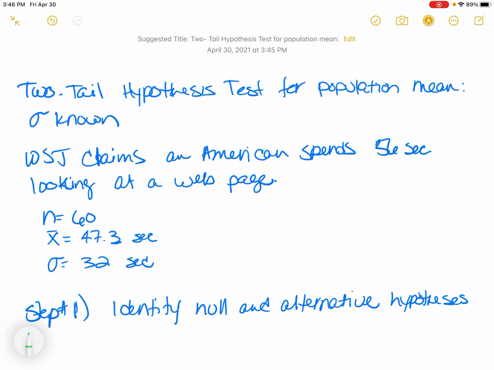A researcher at a local university would like to test this claim using a hypothesis test. And suppose that they take a sample of 60 internet users that spend an average of 47.3 seconds looking at a web page. Assume the standard deviation for the population is estimated to be 32 seconds based on previous research. All right, so let's set up this problem. I've written everything out so we can go through and fill in the blanks.